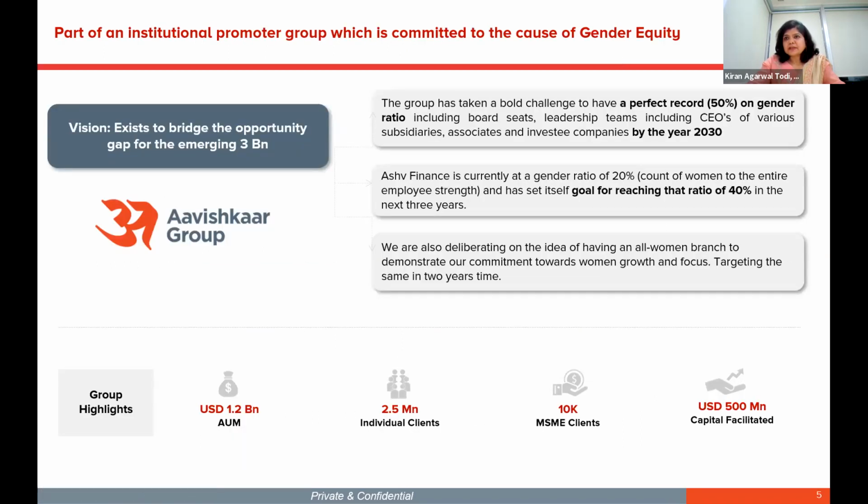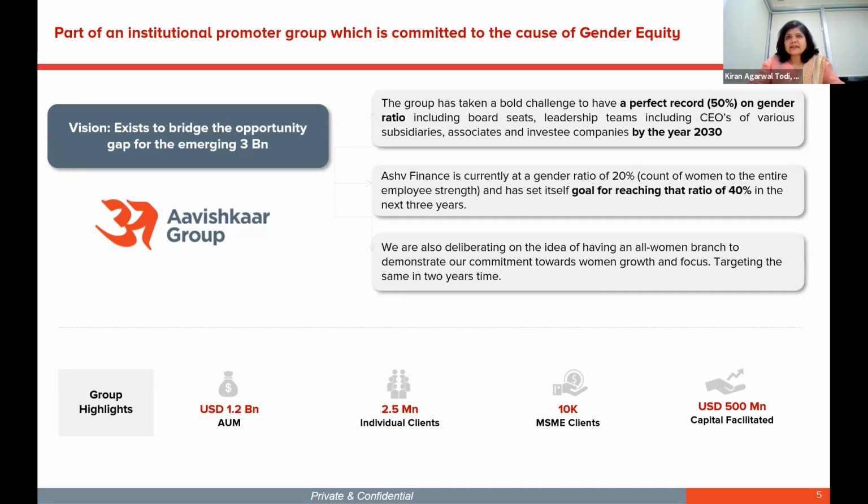Our focus on women remains not just as a part of the Mansha loan or at Ashv level, but also at the group level. We are a part of the Aavishkaar group, which is committed to the cause of gender equity. The group has taken a bold challenge to have a perfect record, which is about 50% on gender ratio, and which would include all levels, so board seats, leadership teams, including CEOs of various subsidiaries, associates, and investee companies. And this target they have set for themselves is to be achieved by the end of the year 2030.